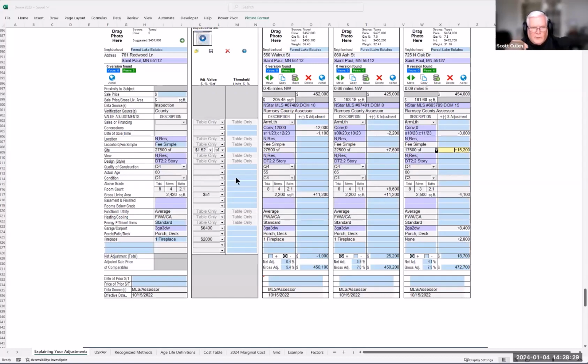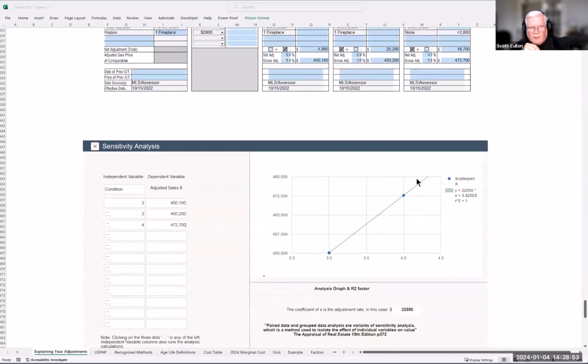We've got a C4 all the way across, except this one's a C3. So it looks like there's like a $22,000 or so adjustment for condition. Now, a few minutes ago, I talked about how we're going to be using some ranking analysis, which is a legitimate method in the appraisal of real estate. So we're going to rank the condition.